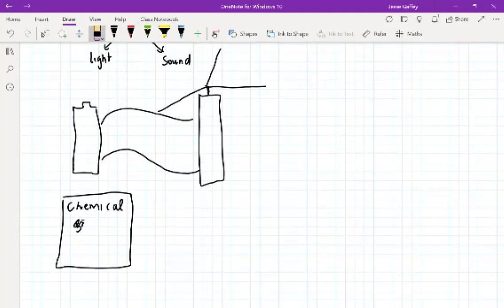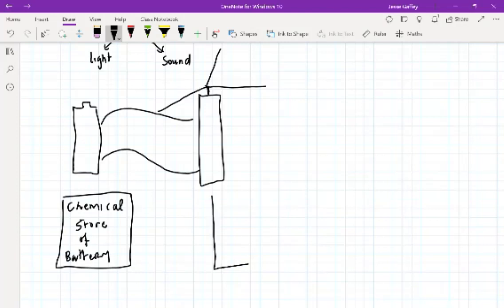So it's the chemical store of the battery, and energy is moving to the kinetic store of the fan, because the fan is going to spin around, it's going to move. So energy is transferred from the chemical store of the battery to the kinetic store of the fan.